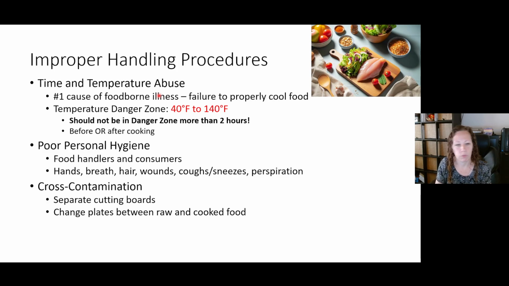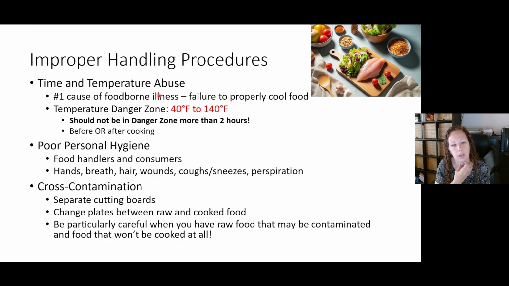Change plates between raw and cooked food. If you're taking something out to the grill, just get rid of that plate and get a new one for the cooked food. And be particularly careful when you have raw food that may be contaminated and food that won't be cooked at all. So if you have raw hamburger or chicken or whatever, and you also have a salad, make sure that you keep those very separate, because the one that won't be cooked at all is going to be particularly dangerous if it is contaminated.